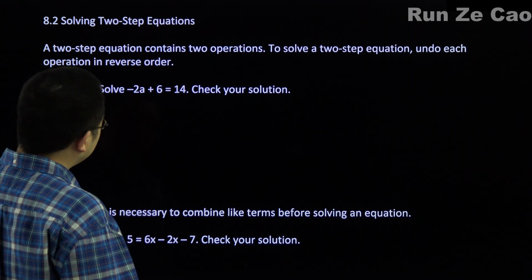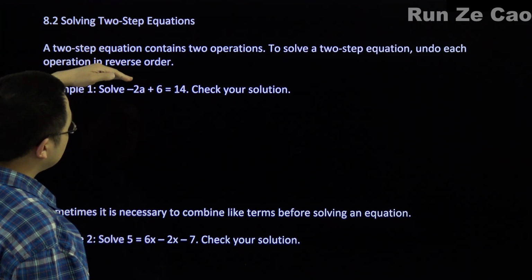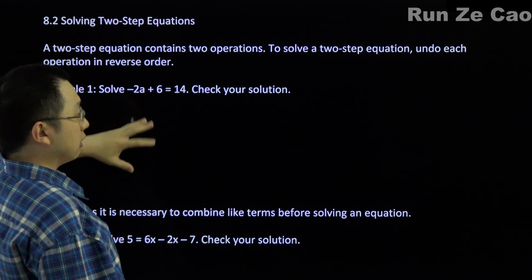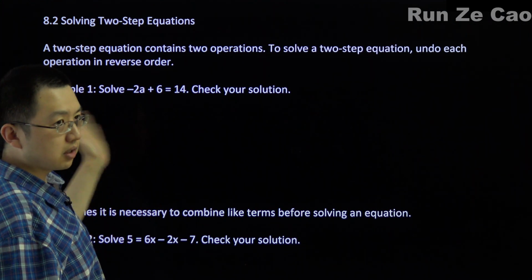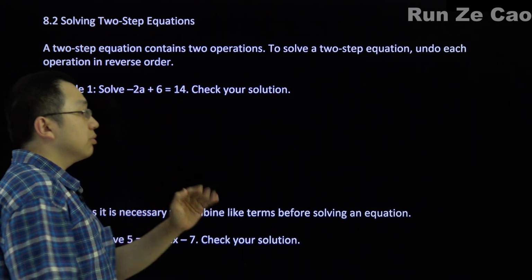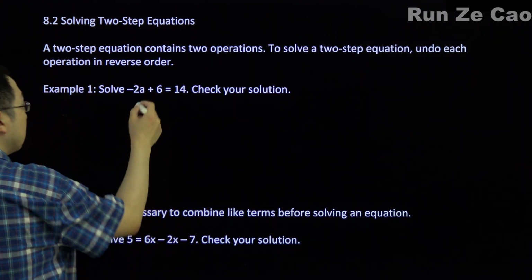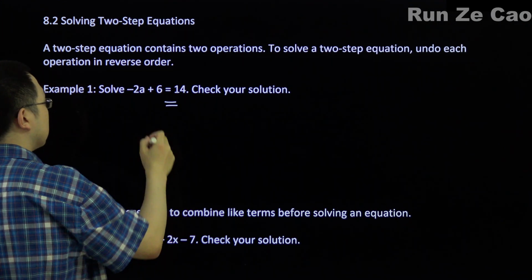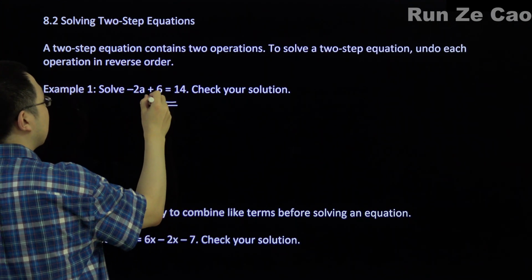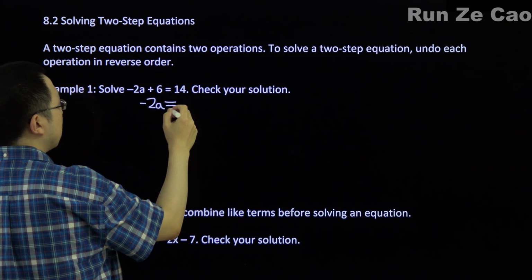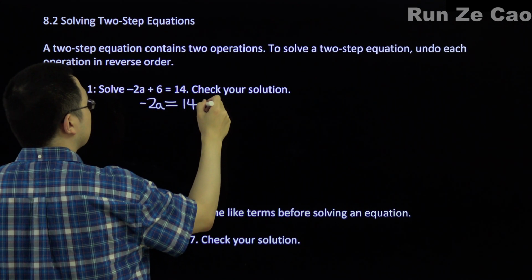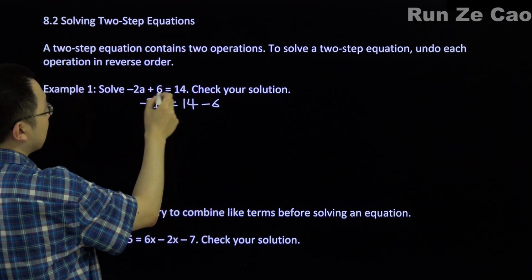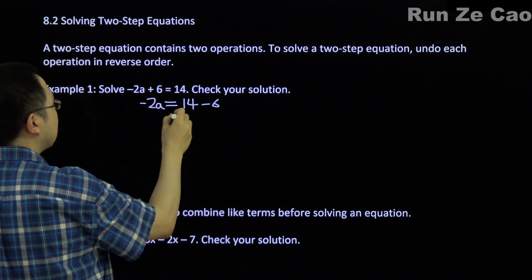We know that order of operations is brackets, exponents, division and multiplication, and then addition and subtraction. So the last thing you did was plus 6. That means to undo that, you subtract 6 from both sides, and you end up with negative 2a equals 14 minus 6, if you like. You can think of it as moving it over and changing the sign.